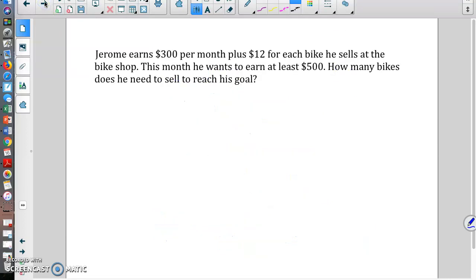And then we have 2 word problems here. Jerome earns $300 per month plus $12 for each bike he sells at the bike shop. This month he wants to earn at least $500. How many bikes does he need to sell to reach his goal? So we're going to use our cube method. We're going to circle our numbers. So we're going to circle 300 and 12 and 500. Pause the video and see if you can make the equation before seeing how I make the equation.